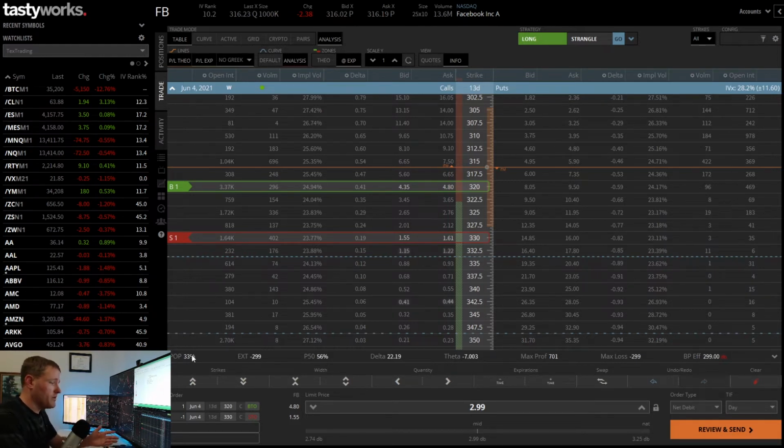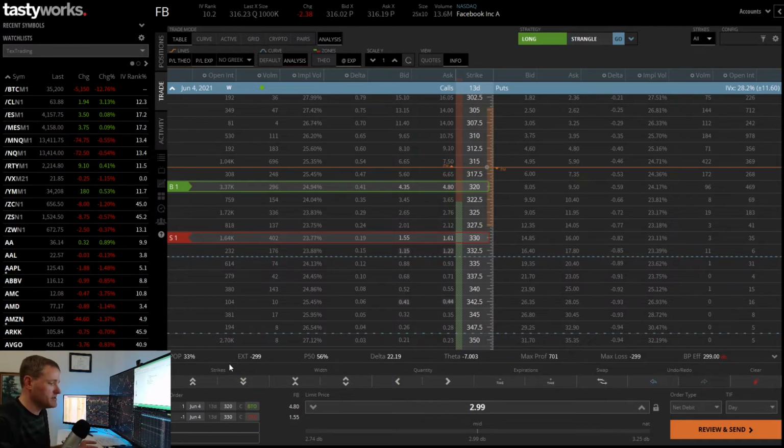You're going to be risking more than you can make. Okay, so it's always give and take. Some of the other metrics you see here, this is the extrinsic value of the spread. We know that with option contracts, the contracts that are in the money have intrinsic value, and contracts that are out of the money only have extrinsic value.